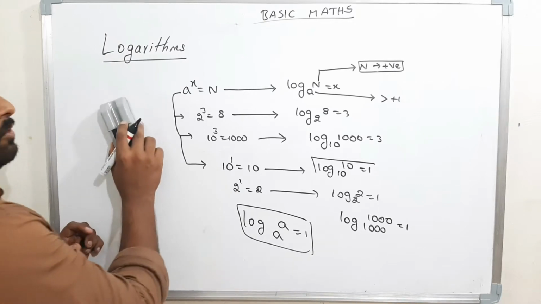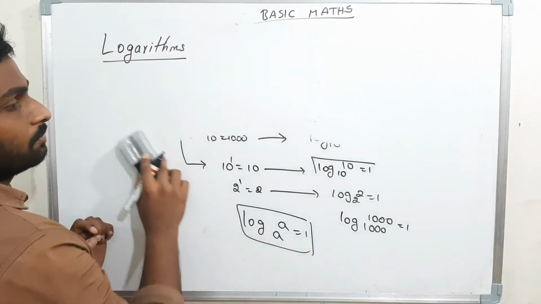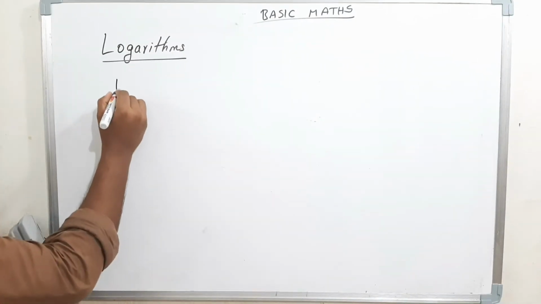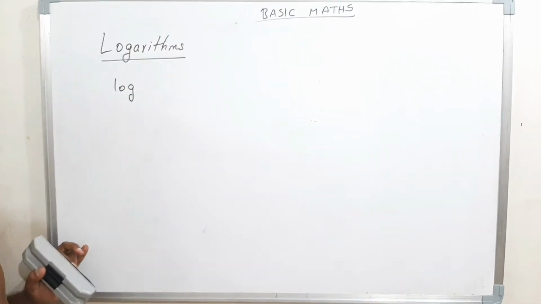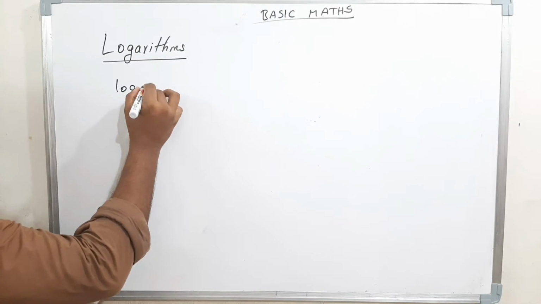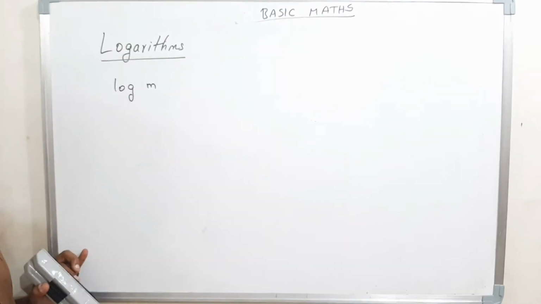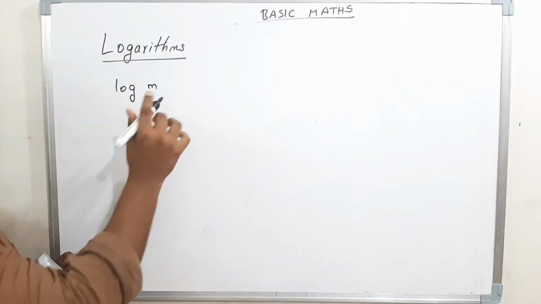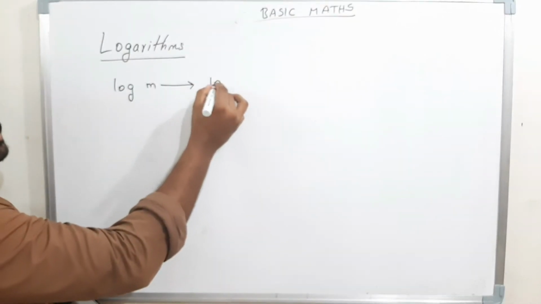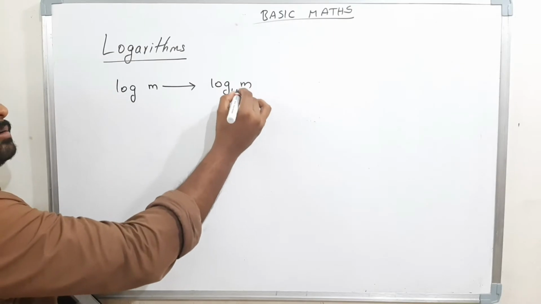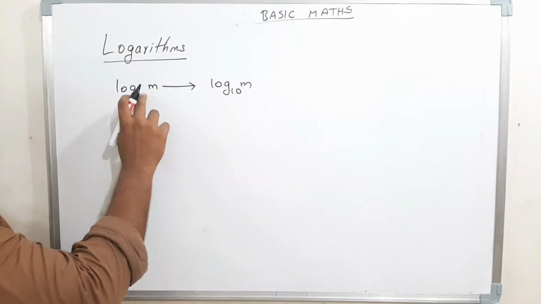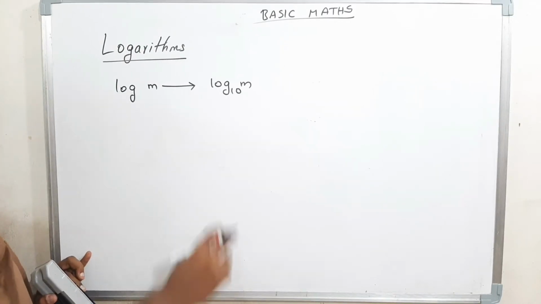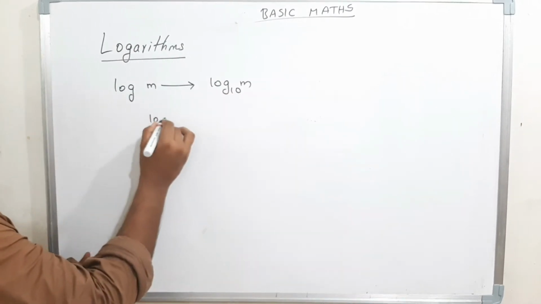Now we will see a few formulas in logarithms. Log m. They didn't mention any base. Whenever there is no base, we have to assume the base is 10. Usually in questions they won't mention 10. If they didn't mention it, we have to assume base as 10. Okay.